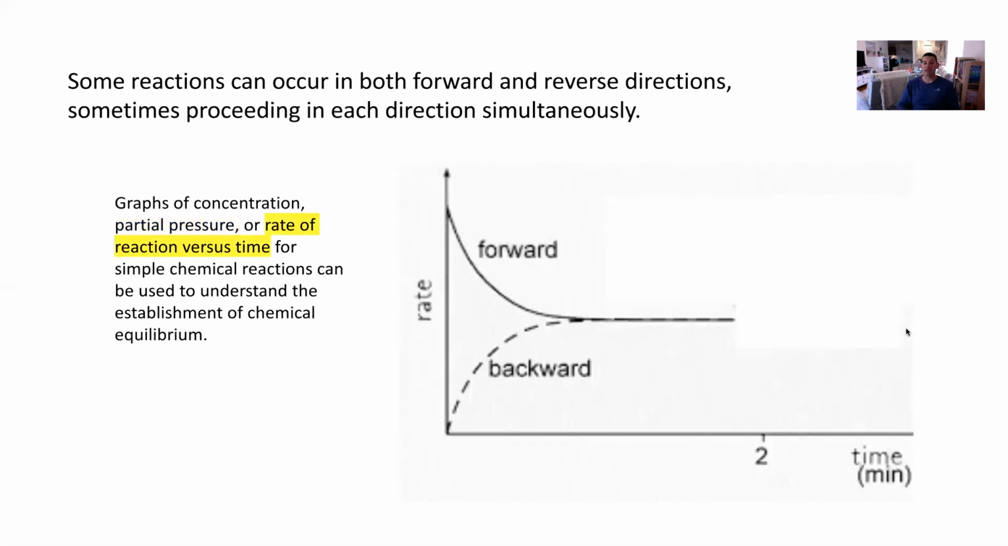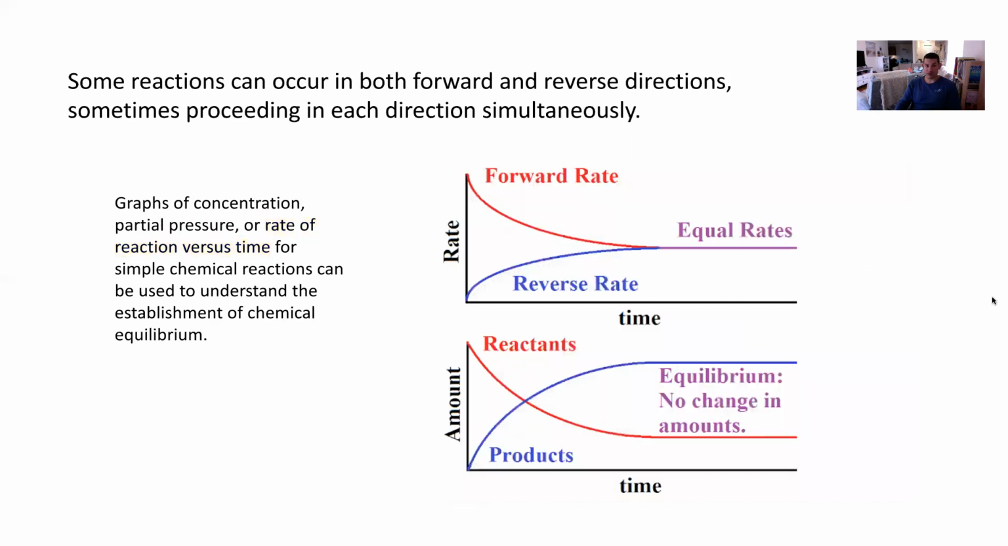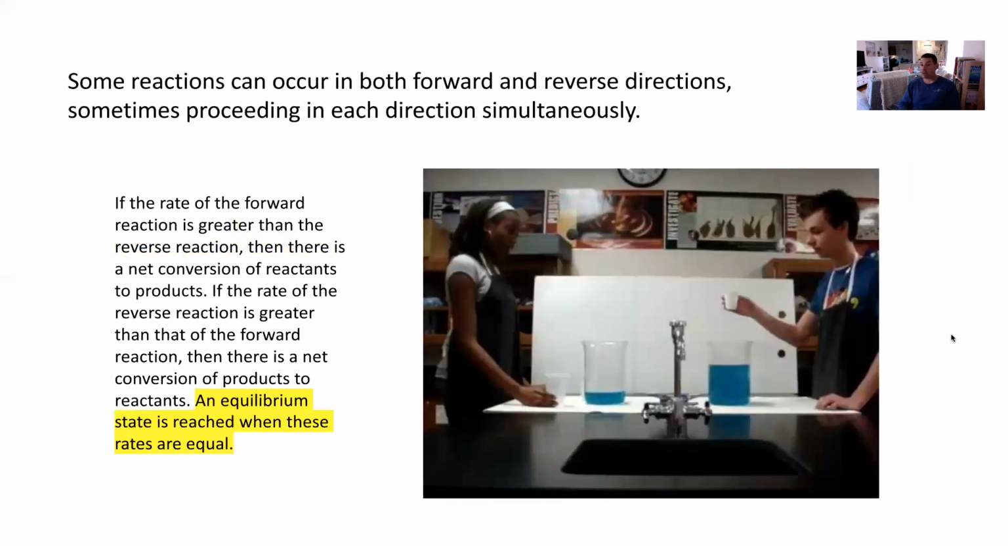All right. But the important thing, when we want to see a graph where the two pieces meet, is a graph of rate versus time. We want the forward rate and the backward rate to equal each other. It's not just that it's plateauing, it's that they are equal to each other. If one rate is faster than the other, we are not at chemical equilibrium. So equal rates means we're at chemical equilibrium, and when the concentrations stop changing, we are at equilibrium.